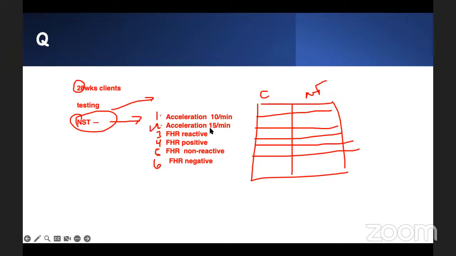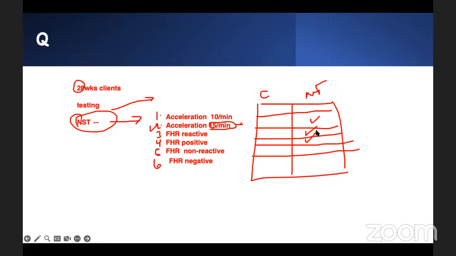Acceleration of 15 is the definition of a good acceleration. That's what you're looking for. 15. Okay. So this is not concerning. Fetal heart rate reactive is a good one. So this is not concerning. Can you figure out the rest now? Fetal heart rate positive is not concerning.